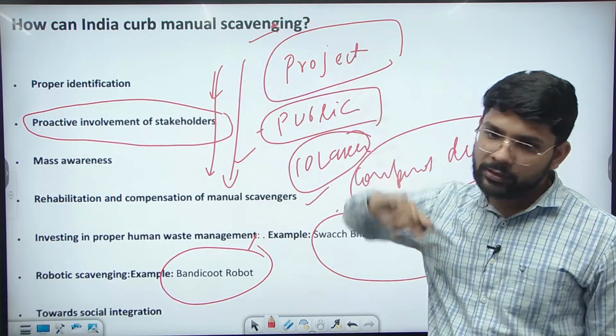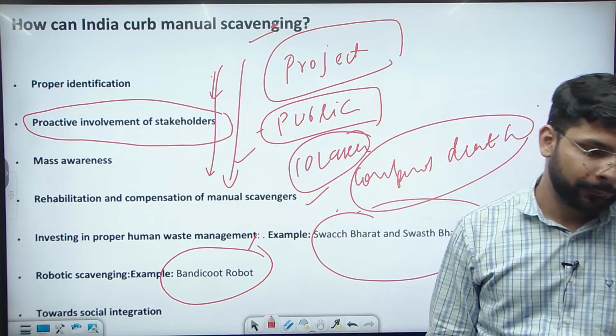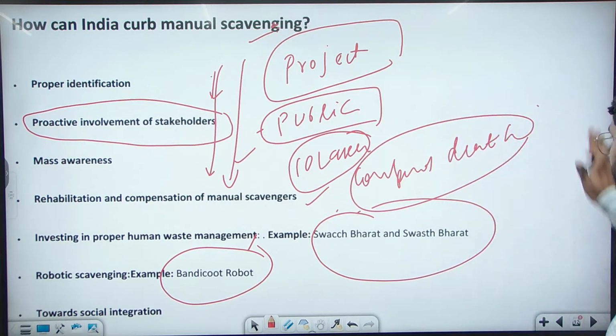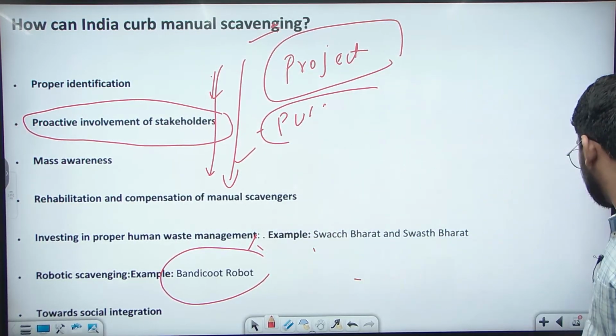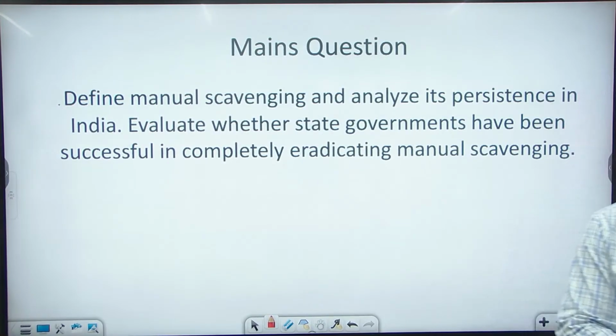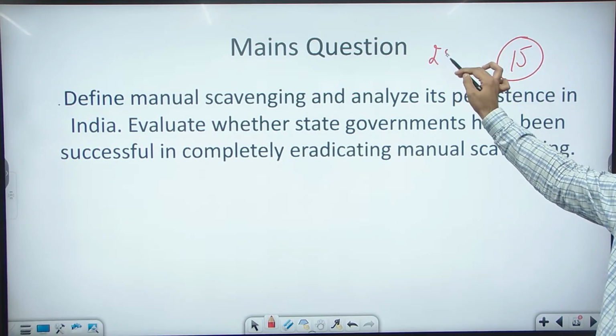How can India curb manual scavenging, from the first point of identification to the final results, how it can be done. Now there is a question related to it. Please think about what you will write there. So this is the question related to manual scavenging. Read the question. Define manual scavenging and analyze its persistence in India. Evaluate whether state governments have been successful in completely eradicating manual scavenging. This is a 15 marker. You need to write in 250 words.